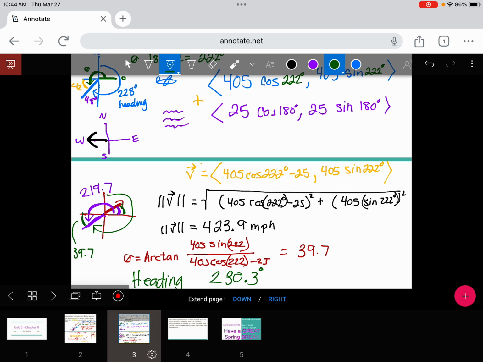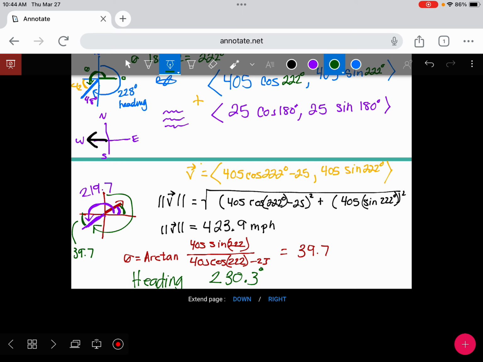What do you have to get the heading? To get the heading, we need to find this green one. Heading comes off of north and goes clockwise. So I took my angle that we got from tangent. That gave us this 39.7 over here. So we need our 180 plus the complement of 39.7.